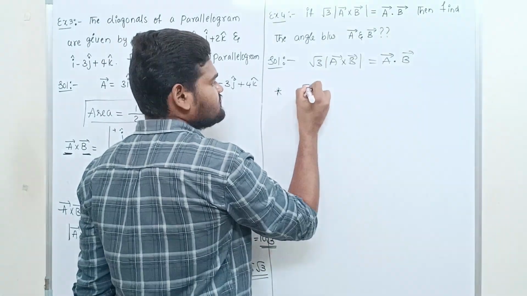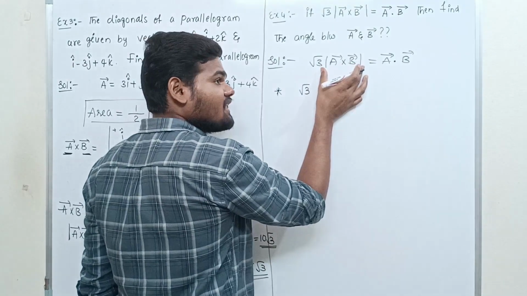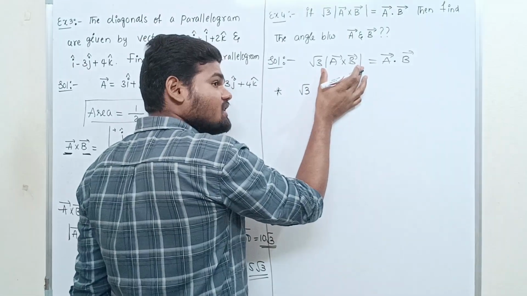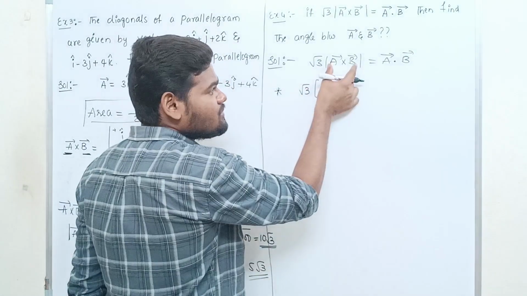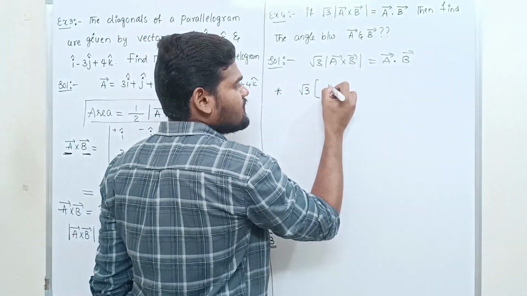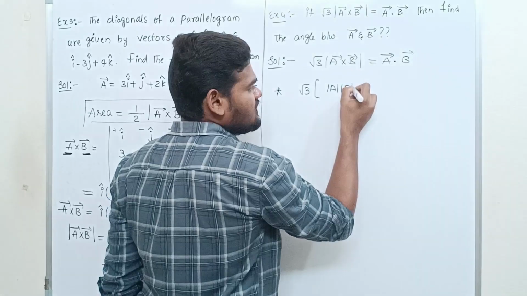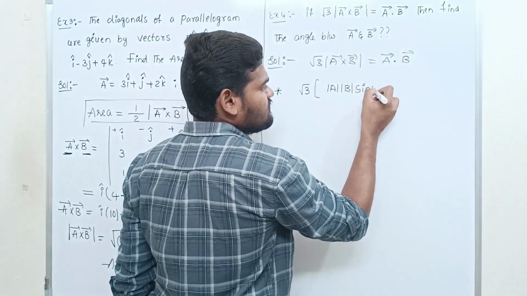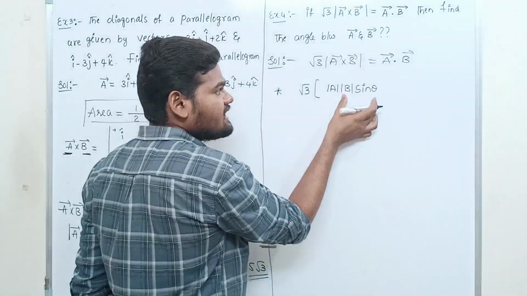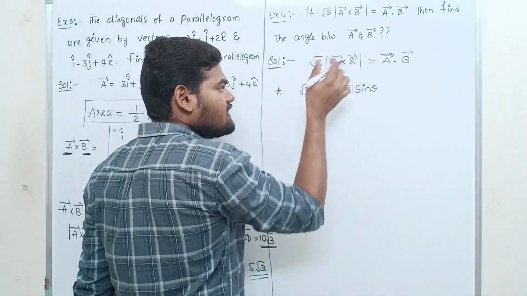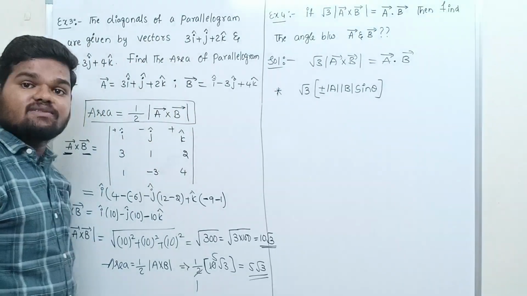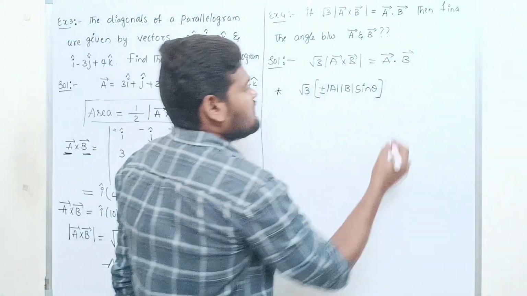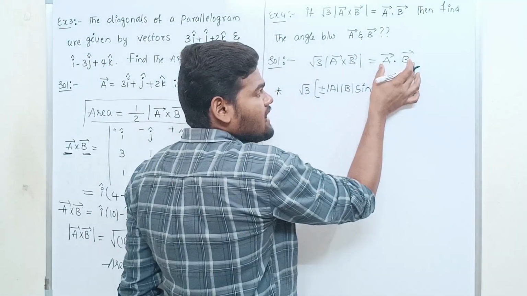Here root 3 is there, with the magnitude of a bar cross b bar. In general, the magnitude of a bar cross b bar is given by magnitude of a into magnitude of b into sine theta, with modulus. Modulus means plus or minus, either a plus or negative sign, we don't know. So that is equal to a bar dot b bar.